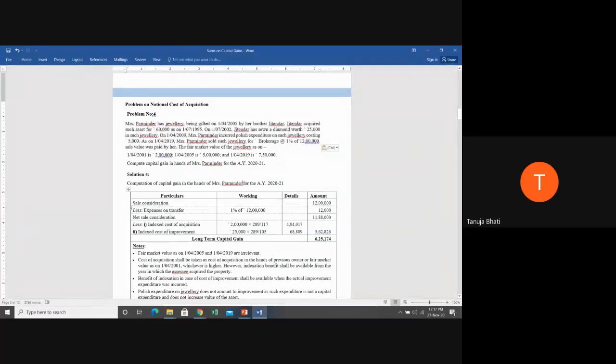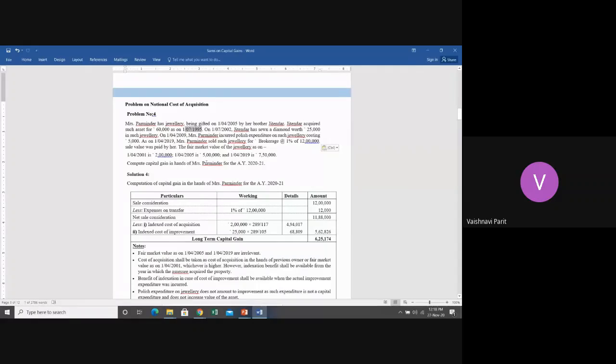Okay, so let us start solving the problem. Computation of capital gains in the hands of Mrs. Parminder for the assessment year 2020-2021. First thing, we have to identify whether it is a short-term capital asset or a long-term capital asset. Mrs. Parminder is selling that asset on 1/4/2019, correct? And Jitendra had acquired that asset on 1/7/1995. So tell me, students, whether it is a short-term or a long-term capital asset.